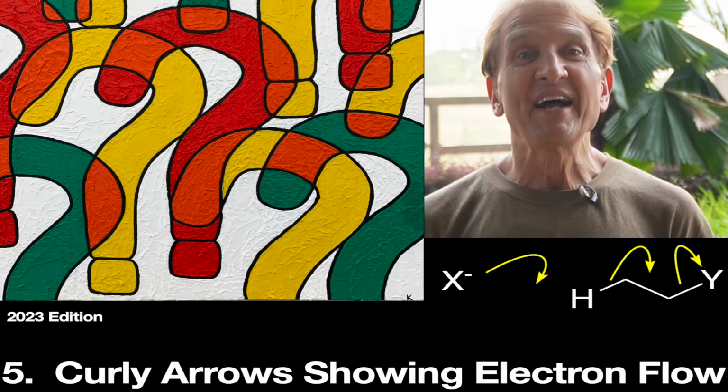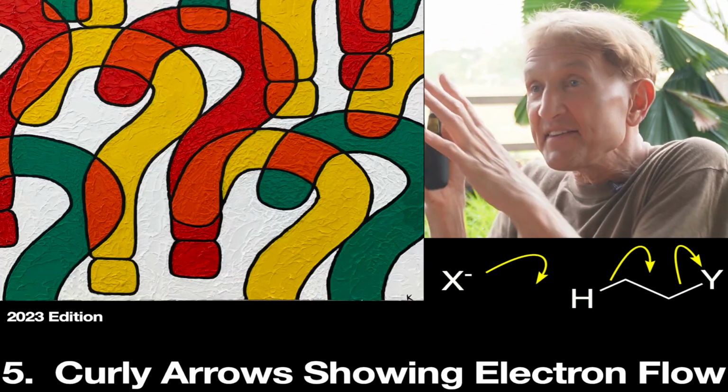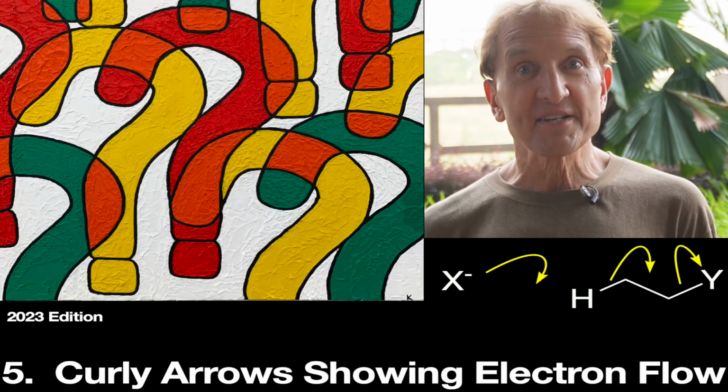There are two types of students in introductory organic chemistry. Those that don't understand curly arrows, and the privileged group, those that do. And your objective is to get into that elite group as quickly as you possibly can.